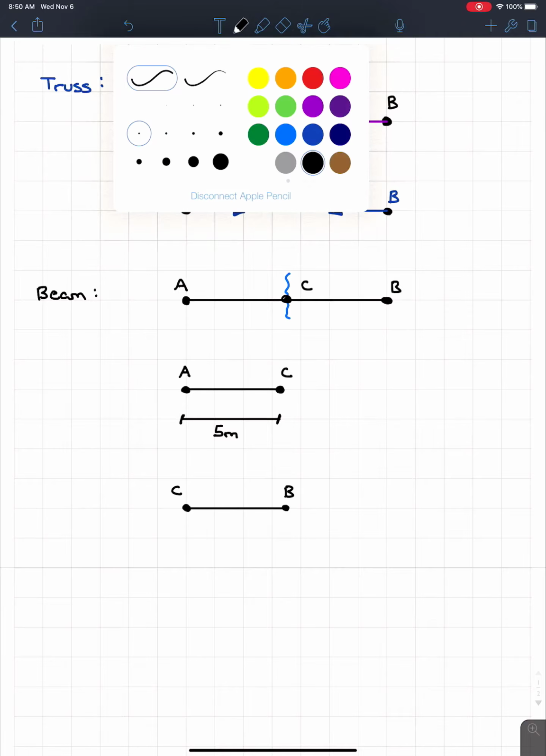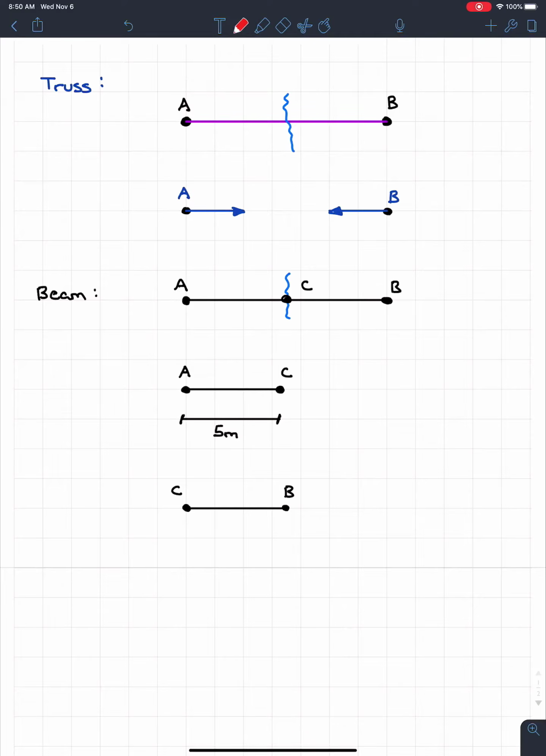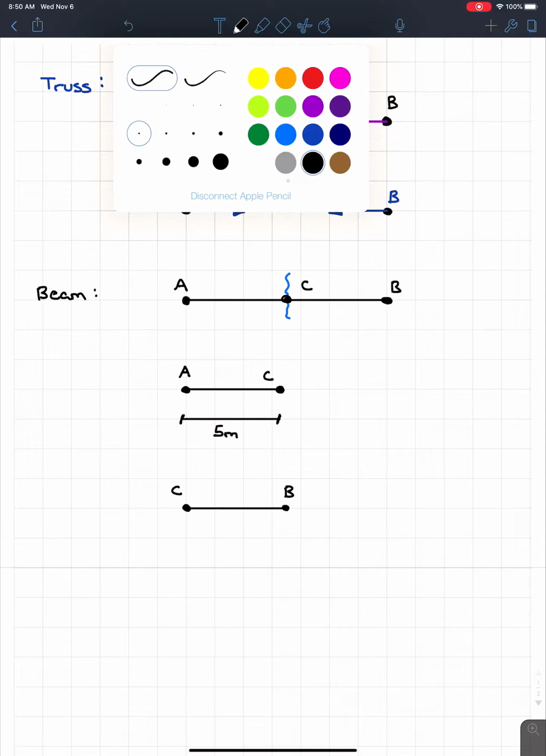Very important. And the reason why is because when we cut the beam at C, so I'm going to erase this because this is kind of in the way. I didn't think I had gone too far on that one. So I'm going to put C a little bit to the left. But when we cut the beam at C, we get internal forces, just like we do with the truss.